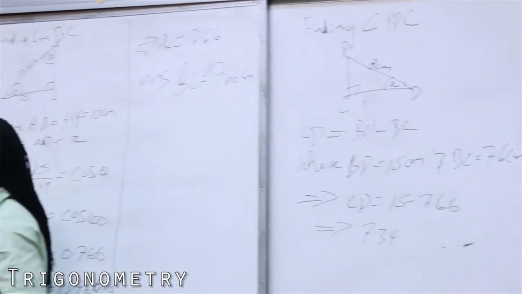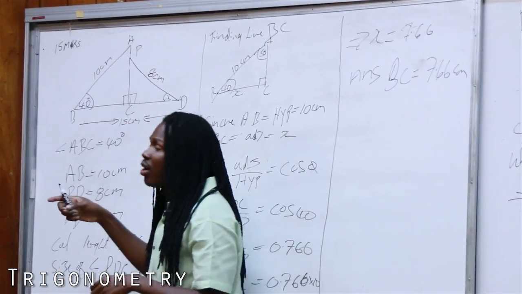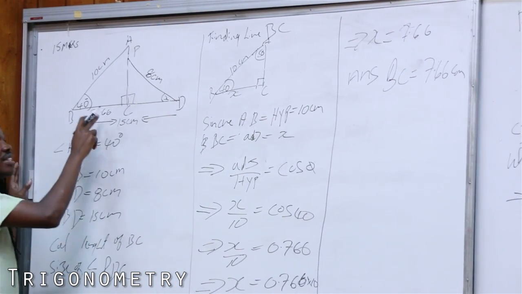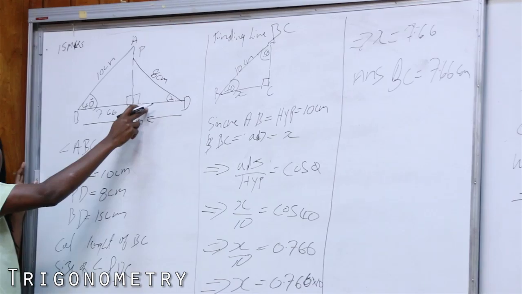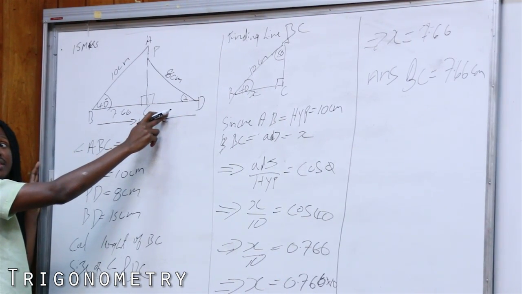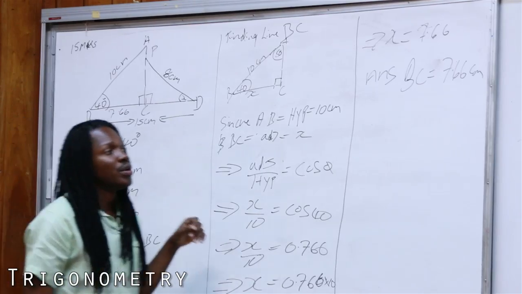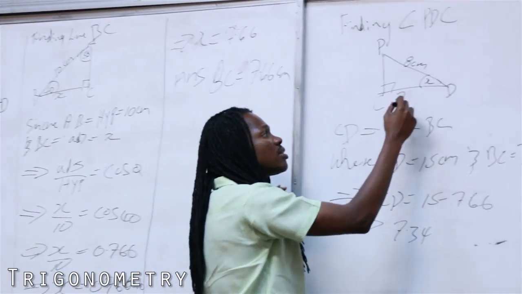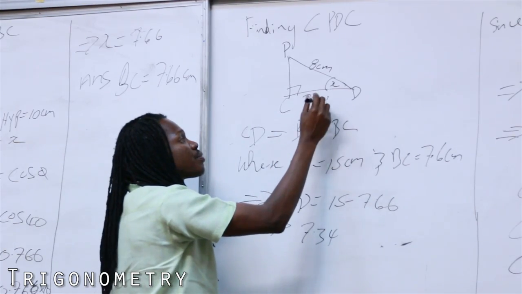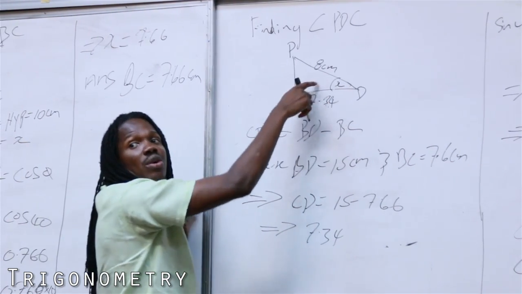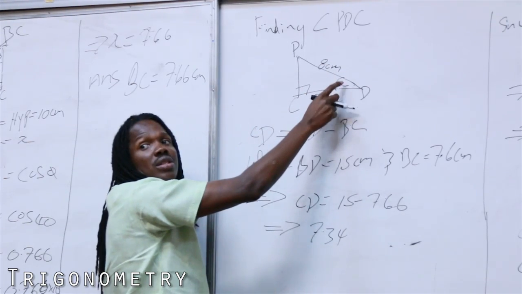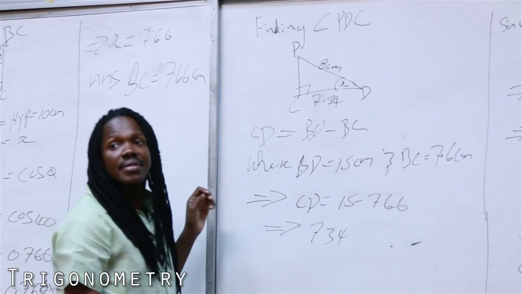Look at this. All of this is 15, and out of that, this is 7.66. So if this is 7.66, then this must be 15 minus 7.66, which gives me back 7.34. Now that I have this, I can say adjacent over hypotenuse equals cos x.